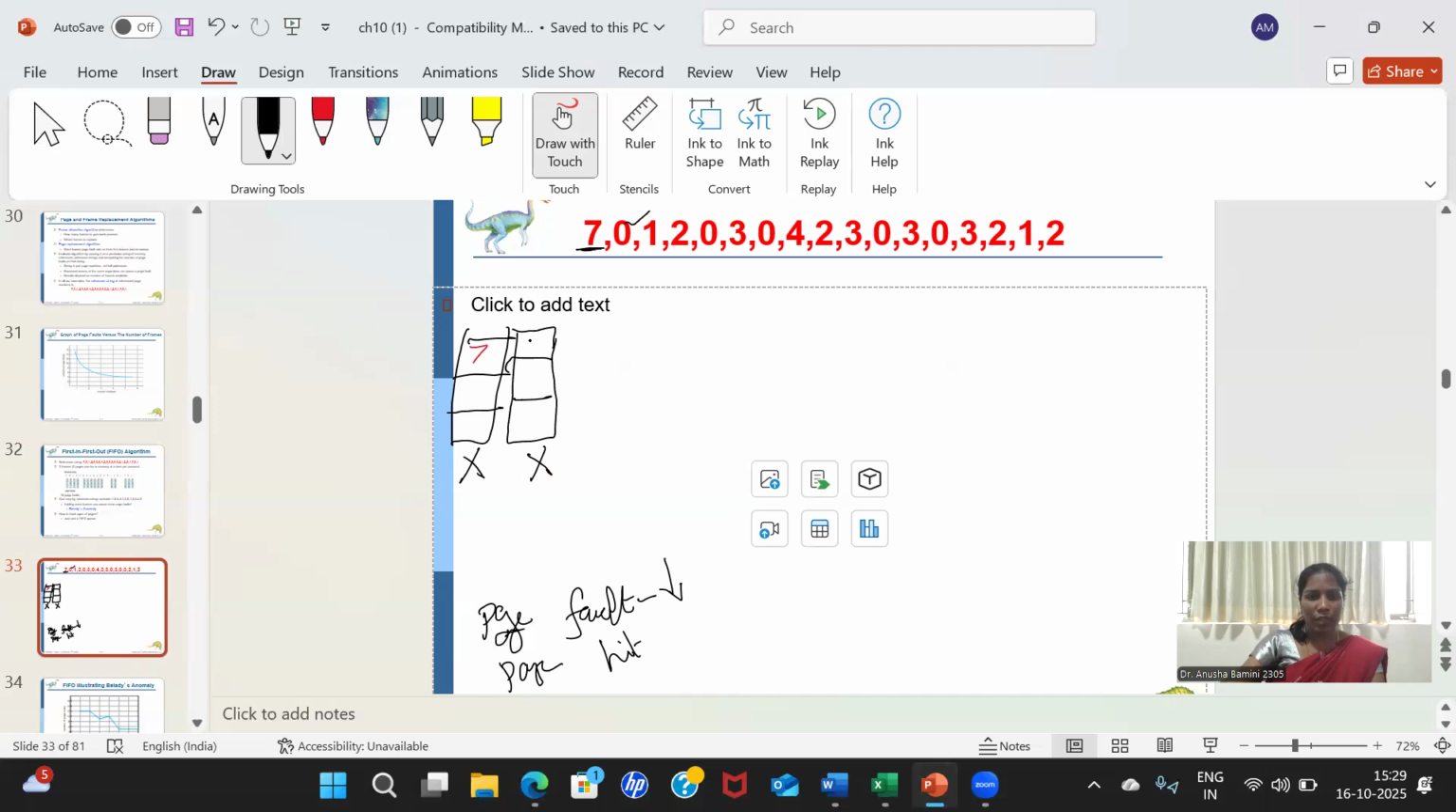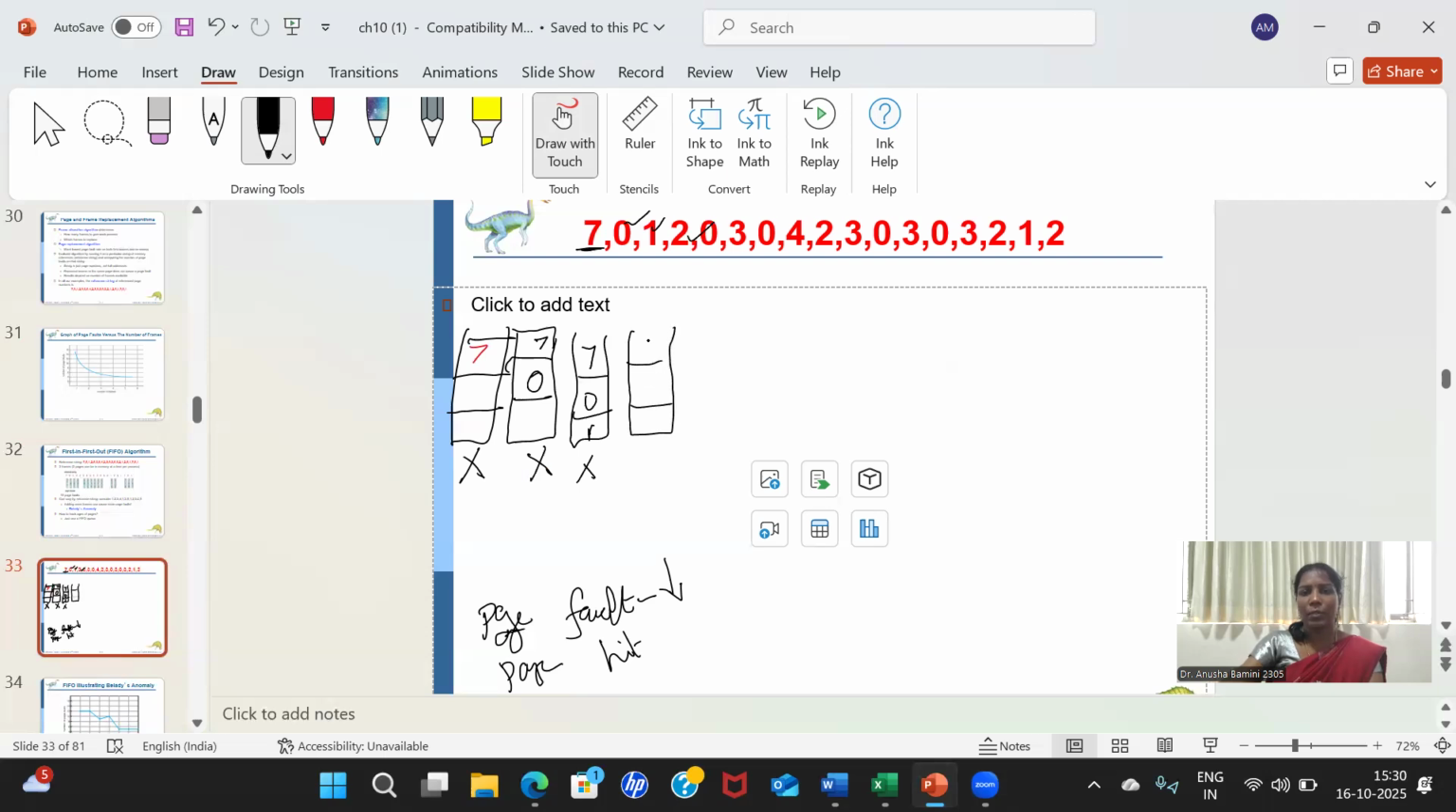Okay. So 7, 0. The next is 1. 7, 0, 1. 1 is also not present here. Only 7 and 0 are here. So I am placing 1 here. So that also comes under page fault. Next is 2. Okay. So our concept is first in, first out.